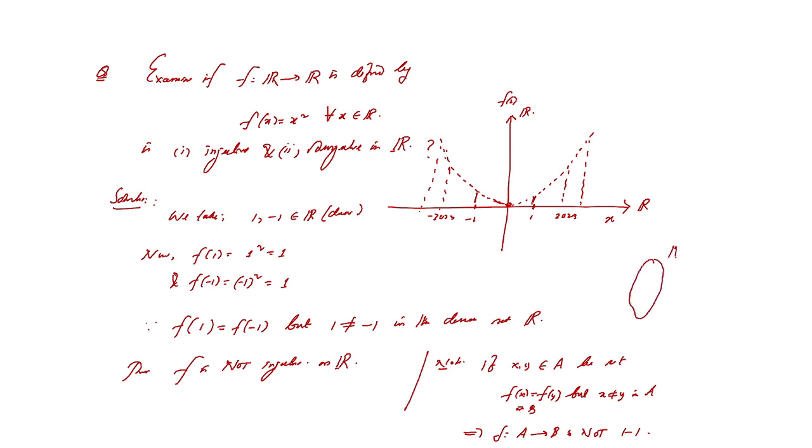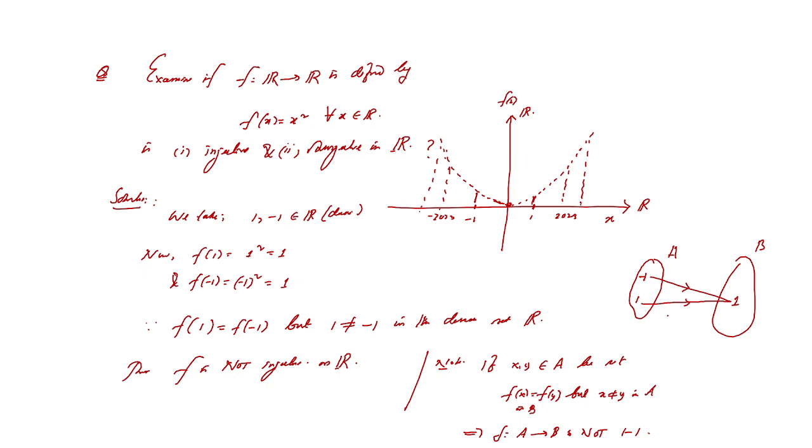So this is your domain A, this is your codomain B. Here you have seen two elements have the same image. Here you have taken 1 and minus 1, and the image is basically 1. So there exist two different elements whose images are the same. In that case, we can conclude f is not injective.